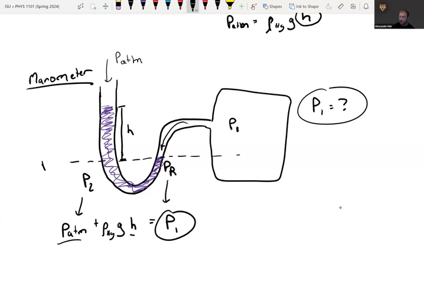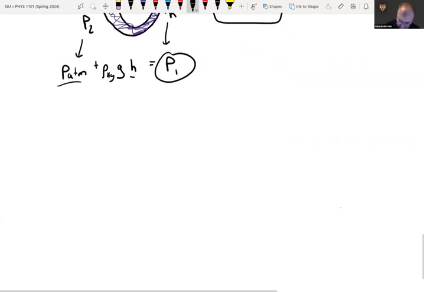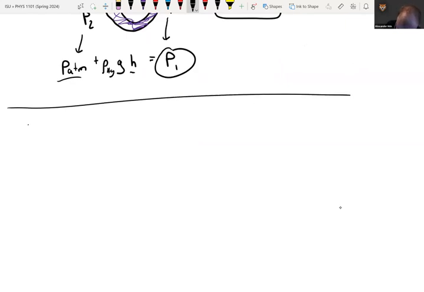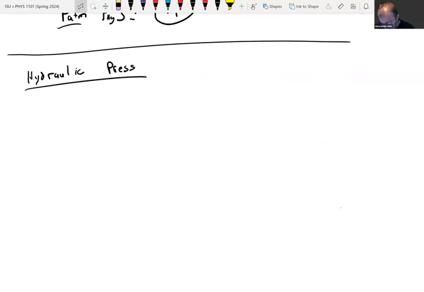It's a simple setup, just using a couple of tubes and some mercury. We tend to use pressure sensors, but this is a measurement device. So both the barometer and the manometer are measurement devices. Now, one other thing I want to show you that has implications here is a hydraulic press. This is really cool because of the implications it has for lifting things.